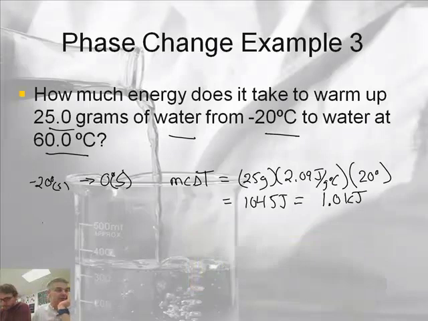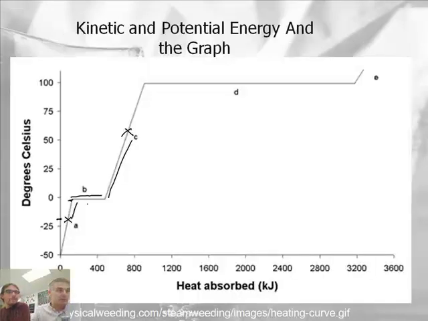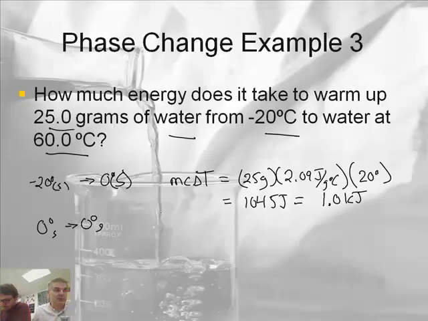All right. Then I'm going to go from 0 degrees as a solid to 0 degrees as a liquid. So if you go back here, I'm going just from here to here before the next bend takes place. And that's a break it up equation. So that's going to be delta H fusion times n. And that's going to be 25 grams.